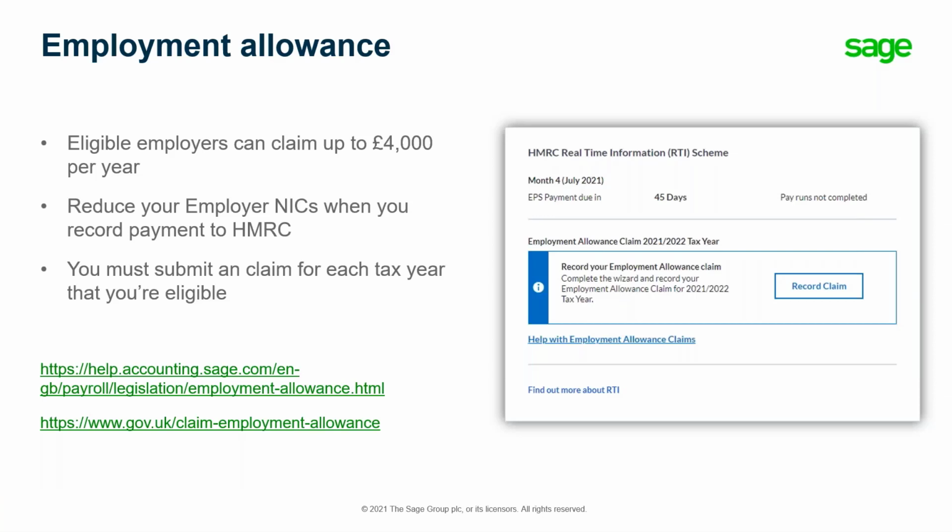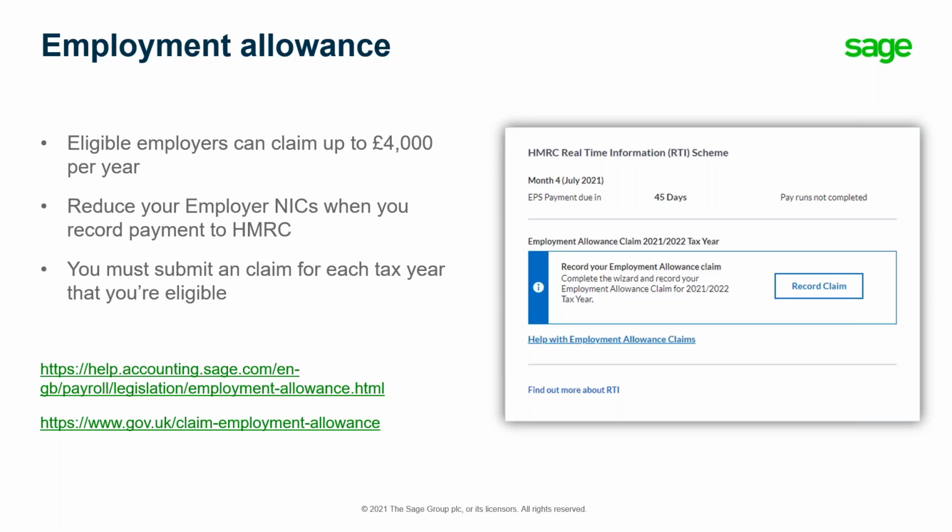So a quick intro to employment allowance. This is a government scheme that allows eligible employers to claim up to £4,000 per tax year by reducing their employer NI contributions when recording payments to HMRC. So there is some qualifying criteria which you can check on the gov.uk website, but if you are eligible to claim the employment allowance, you will need to record this in your payroll software and submit a claim at the start of each tax year that you're eligible. So this will be one of your setup steps if you're using Sage Payroll for the first time.